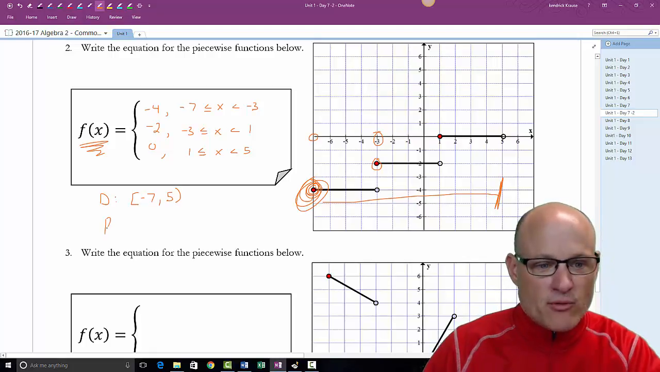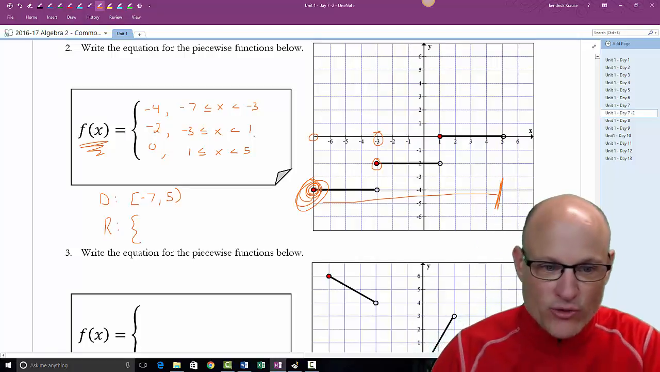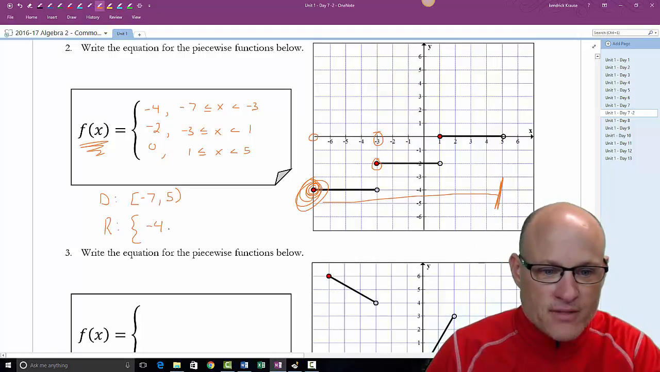Parenthesis. But remember, ranges are discrete values. They're just like individual values, and those are -4, -2, and zero.